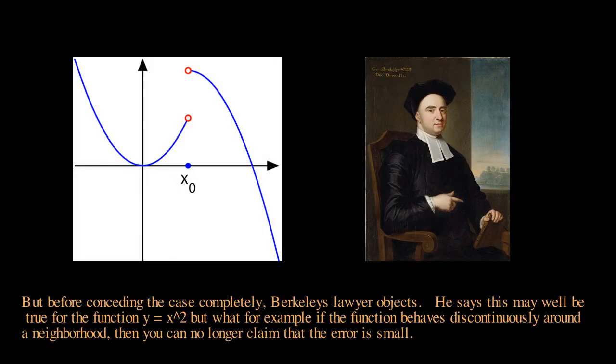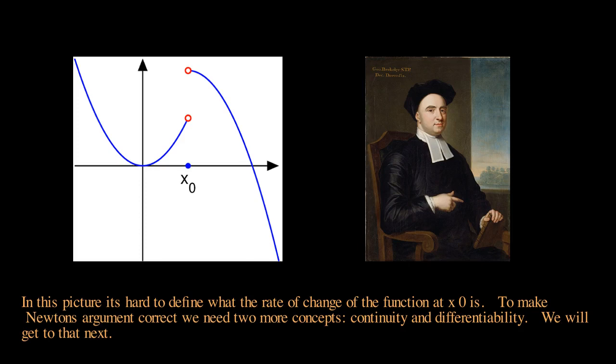But before conceding the case completely, Berkeley's lawyer objects. He says, this may well be true for the function y equals x squared, but what, for example, if the function behaves discontinuously around a neighborhood? Then you can no longer claim that the error will be small. In this picture, it's hard to define what the rate of change of the function at x equals x naught is. To make Newton's argument correct for that case, we need two more concepts, continuity and differentiability. We will get to that next.